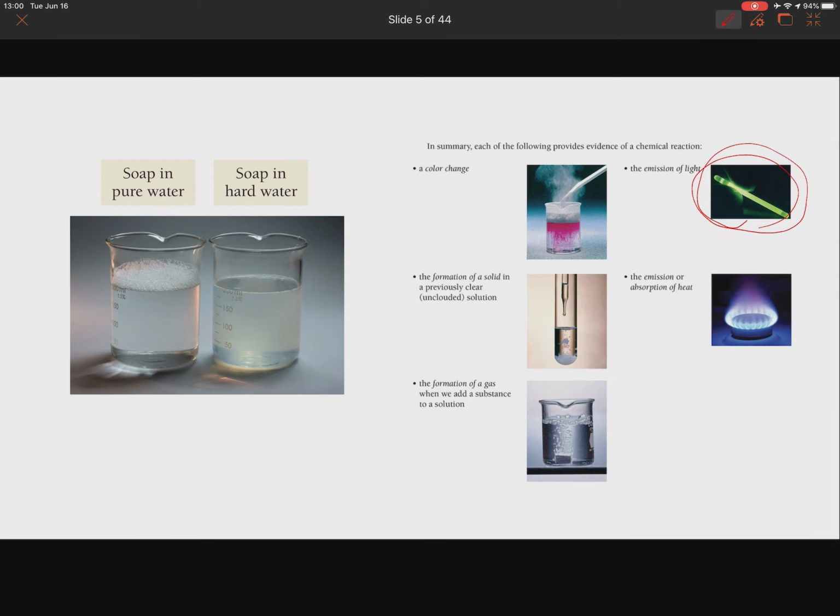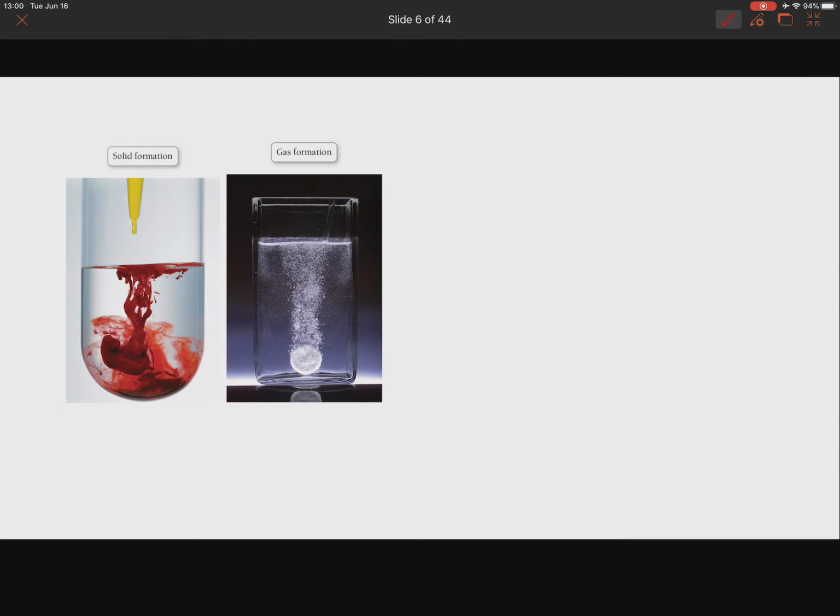The emission or absorption of heat. So just to be clear, heat can be absorbed or emitted, not light. Heat being absorbed means that to our hands, the solution feels colder because the molecules themselves are taking up the heat from the solution, making the solution colder. If it releases heat, then the solution feels warmer to our hands because the solution itself gets hotter. So we want to pay attention for those kinds of changes.